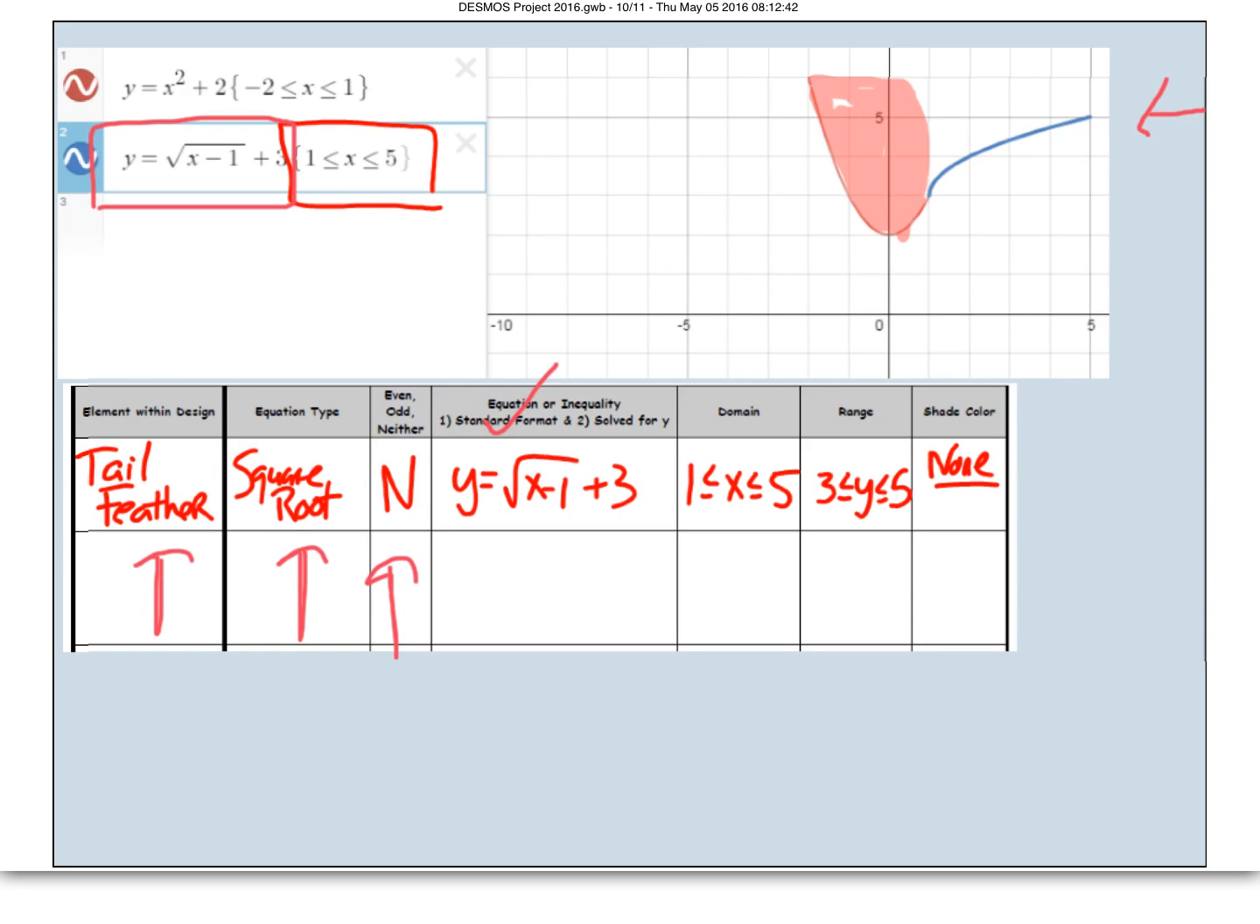Now the domain for this tail feather goes from here at 1 all the way over to 5. So you're going to see that's what I did to cut it off, and I listed the domain between x of 1 and 5. The range is as high as 3, and it goes over to 5, so the range is from 3 to 5. I'm going to use this as a feather, and I'm not going to make it an inequality or shade it, so I put no shade color.